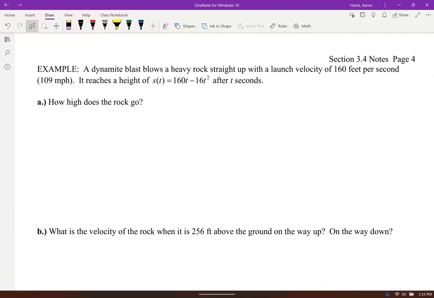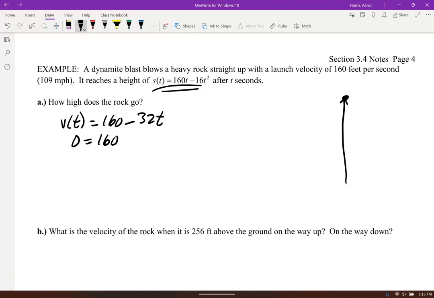A dynamite blast pulls a heavy rock straight up with a launch velocity. So here's your straight up scenario. This is a good one. How high does the rock go, right? In other words, if you're blasting this thing straight up, when does it stop? When's your velocity 0, right? Before it falls back down. So we want to know, when is the velocity 0? Well, if this is your position, your velocity would be 160 minus 32t. When does that equal 0?